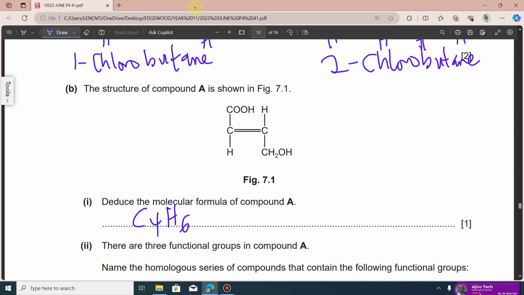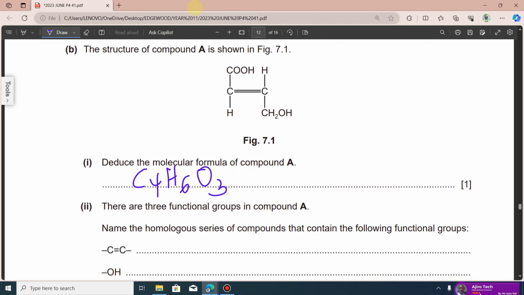Okay, now let's count the number of oxygen. So 1, 2, 3. So there are 3 oxygens. So O3. So let's go over it again. So how many carbons? 1, 2, 3, 4. 4 carbons. Okay, you're right with that. Then hydrogen. 1, 2, 3, 4, 5, 6. So 6 hydrogens. And the oxygen. 1, 2, 3. So that is the molecular formula, showing the actual number of atoms present.